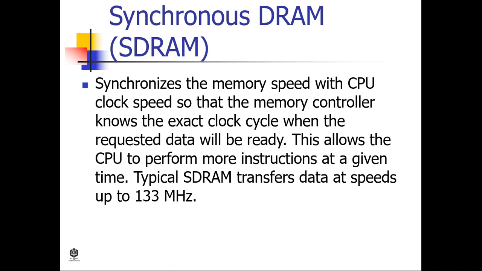Most Pentium or Celeron systems purchased in 1999 have SDRAM. Synchronous DRAM synchronizes the memory speed with CPU clock speed so that the memory controller knows the exact clock cycle when the requested data will be ready. This allows the CPU to perform more instructions at a given time. Typical SDRAM transfers data at speeds up to 133 MHz.